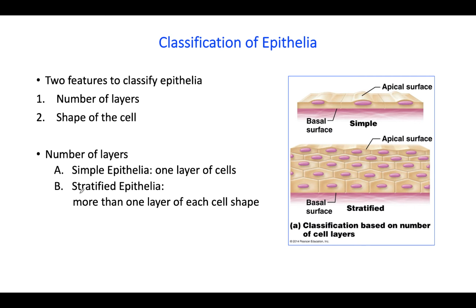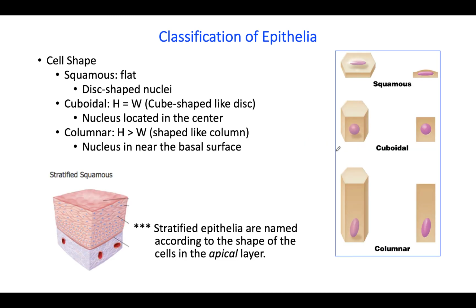Stratified epithelium consists of more than one layer of epithelial cells. In other words, in stratified epithelial tissue, some cells are sitting on top of other cells. Now, first you have to bring the number of layers of cells, and that word is followed by the cell shape. So cell shape is the other criterion to classify epithelial tissue.